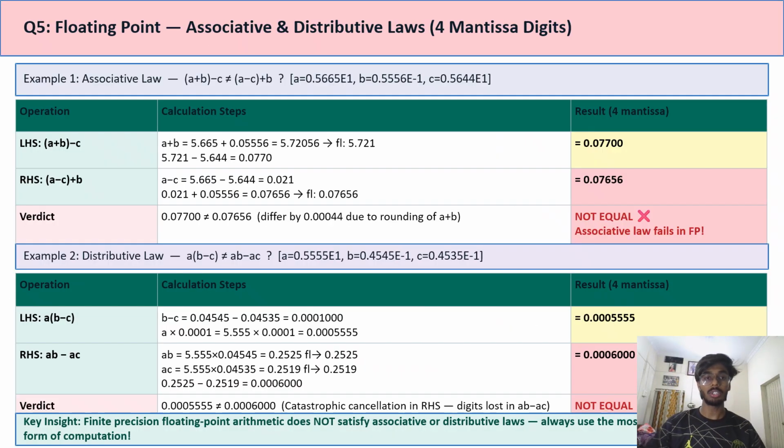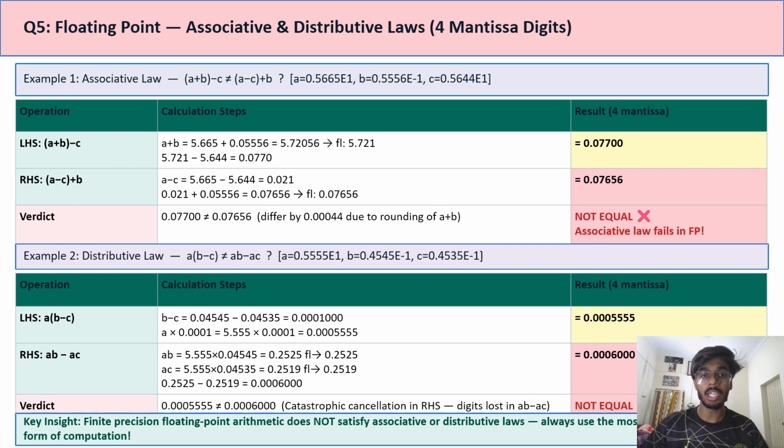Then, at last, we have a question on floating point, associative and distributive law. Here we have to solve the system of equations. We have LHS and RHS, which are a plus b minus c and a minus c plus b. We have to prove the associative law. The associative law states that a plus b minus c is not equal to a minus c plus b in floating point. Here the order of the equation is changed, and when we change the order, we end up getting different results.